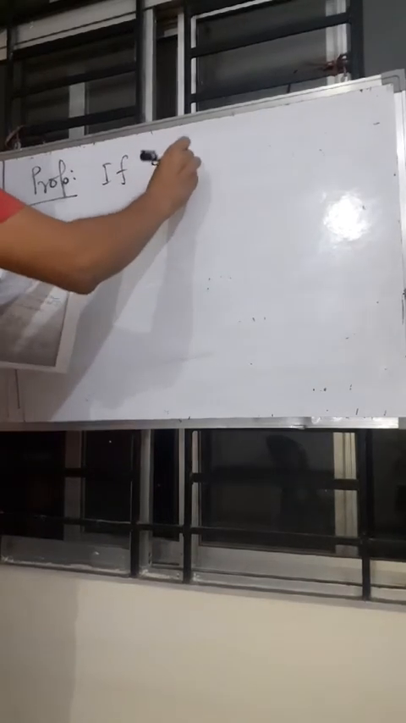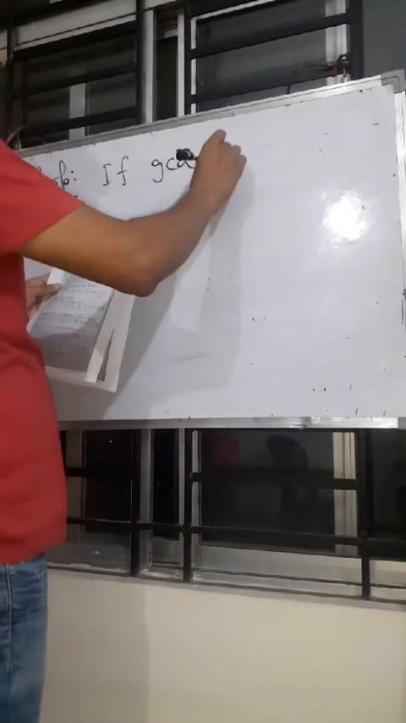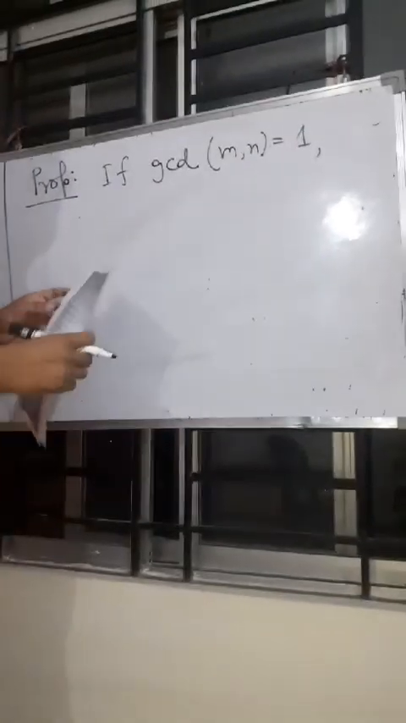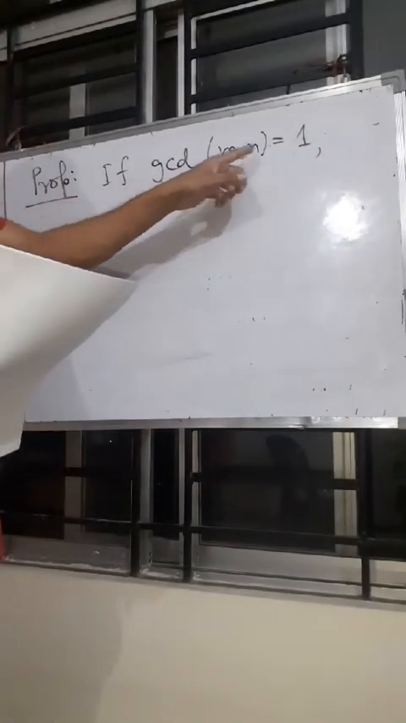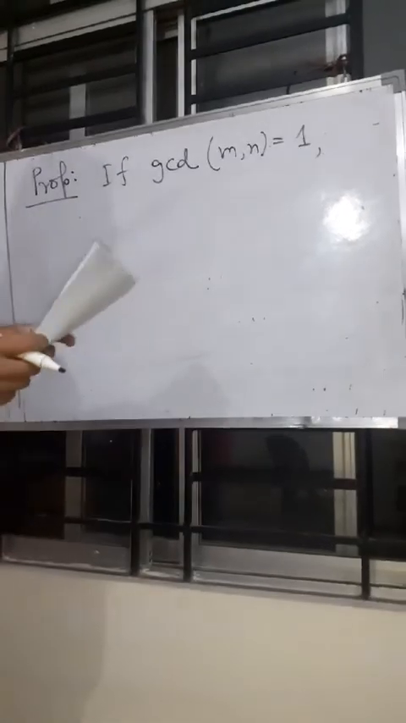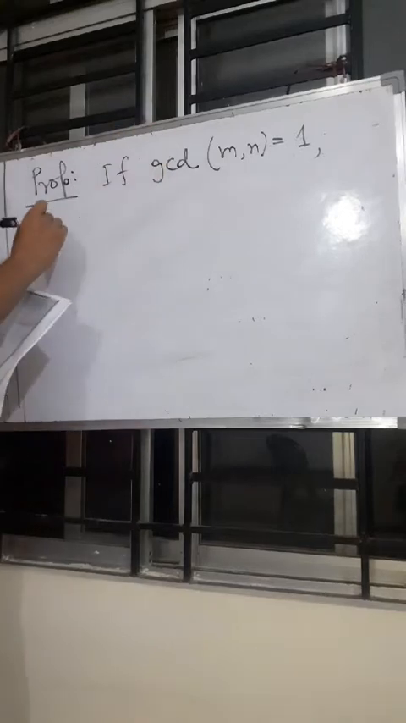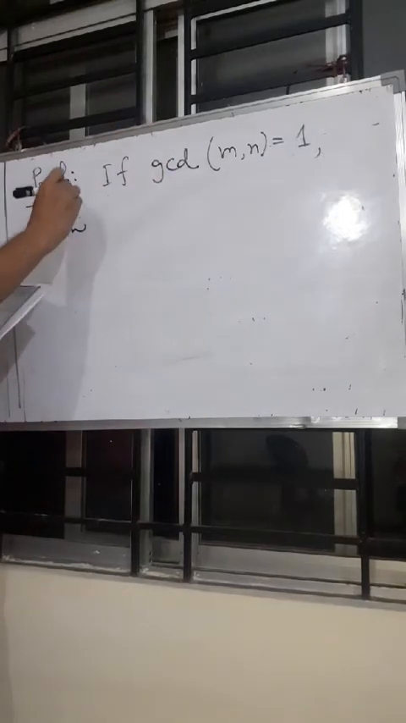So this is a new proposition. If GCD of m, n, two positive integers, is 1, their greatest common divisor is 1. What does it mean? They have no common divisor other than 1.